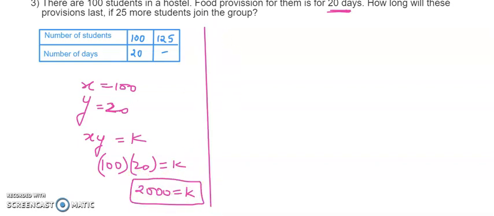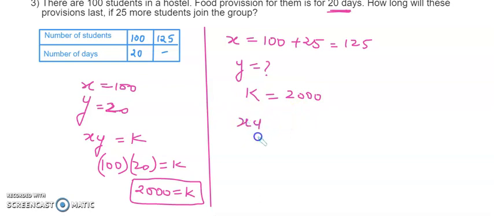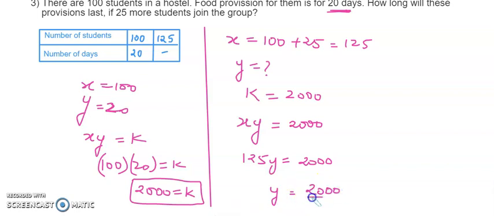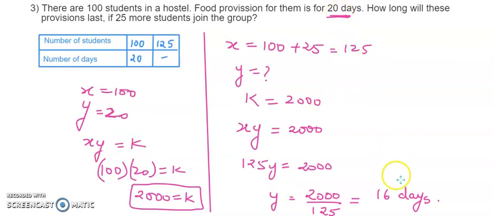Now, for the second case, the number of students has increased. So you'll say x is equal to 100 already present plus 25 add on, which will give me 125. We need to find y. Our k is given to be 2000, right? So we'll say xy is equal to 2000. 125y is equal to 2000, right? So what should we do with the 125? It will get divided, right? So y is equal to 2000 divided by 125, and that will give me 16 days. Right? So is it reducing? Initially it was 20 days, now it is 16 days. The number of people has increased, so the number of days is reduced. Correct?